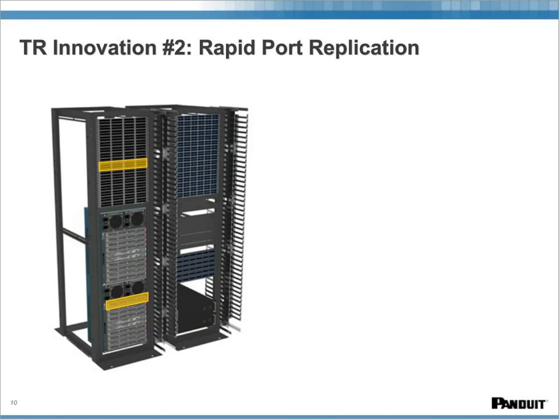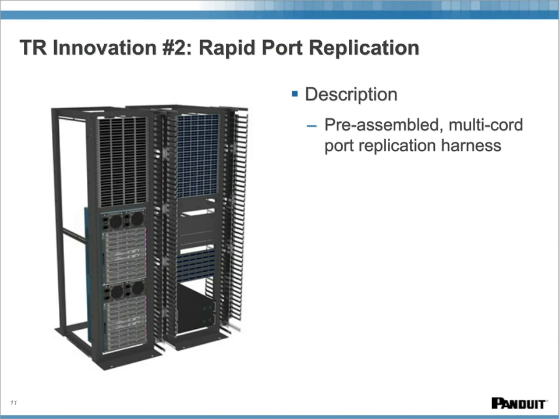Now with rapid port replication then, what we're doing is again using a pre-assembled multi-cord port replication harness, which many of you will know as an equipment cord. It's a plug on one end into the switch and a jack on the other end. In this case, we'll be going from the switch line card up above to the panel from the back. And if we do that again in a group of 12, we can then replicate that 4 times. And literally within minutes, you can have replicated an entire RU of ports.